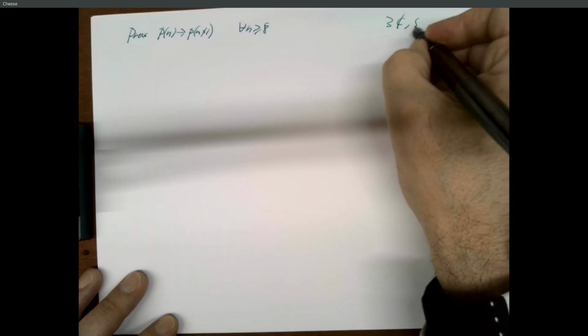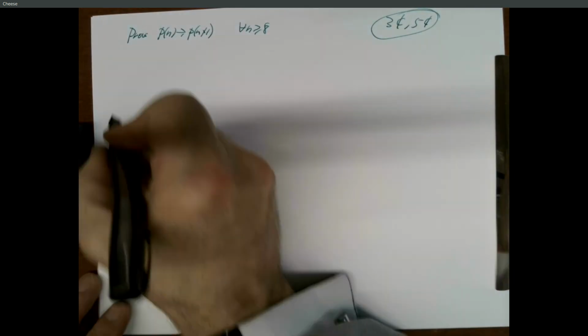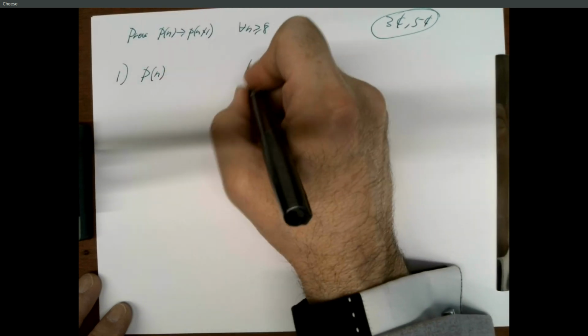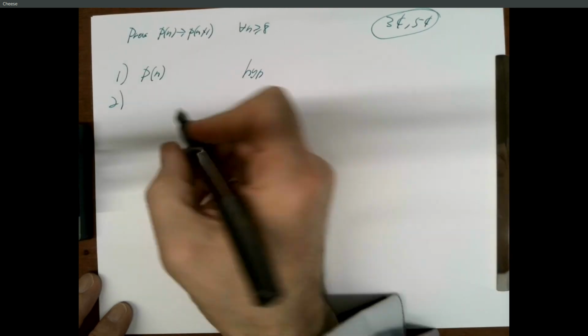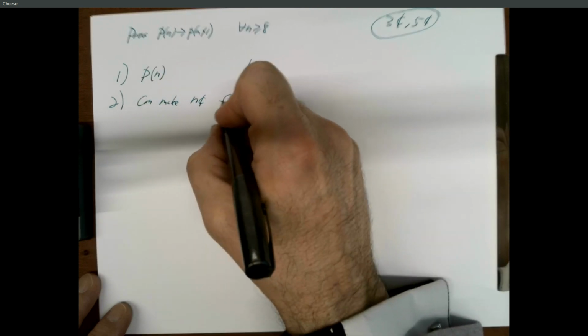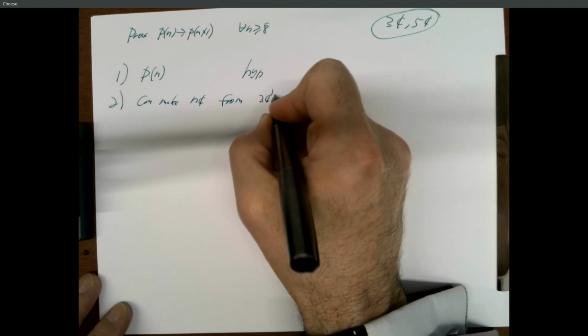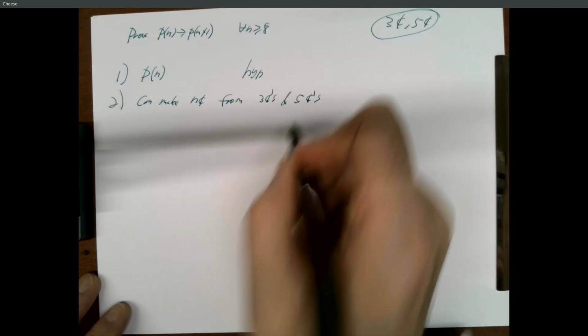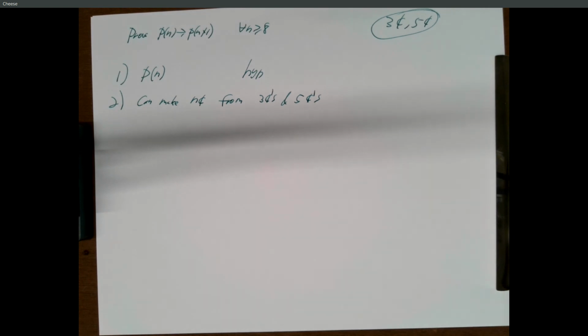So 3-cent and 5-cent stamps, limitless supply. Okay, step 1, we're going to assume P of n, that's the hypothesis. Step 2, can make n cents from 3 cents and 5 cents. So this is going to be a bit of a hand-wavy proof. But it's the idea, the intuition that's important. The mechanics are always the same, and we can formalize the mechanics. But the formal statement of making postage out of 3-cent and 5-cent stamps is really cumbersome. So let's just wave our hands for 4.5 minutes.